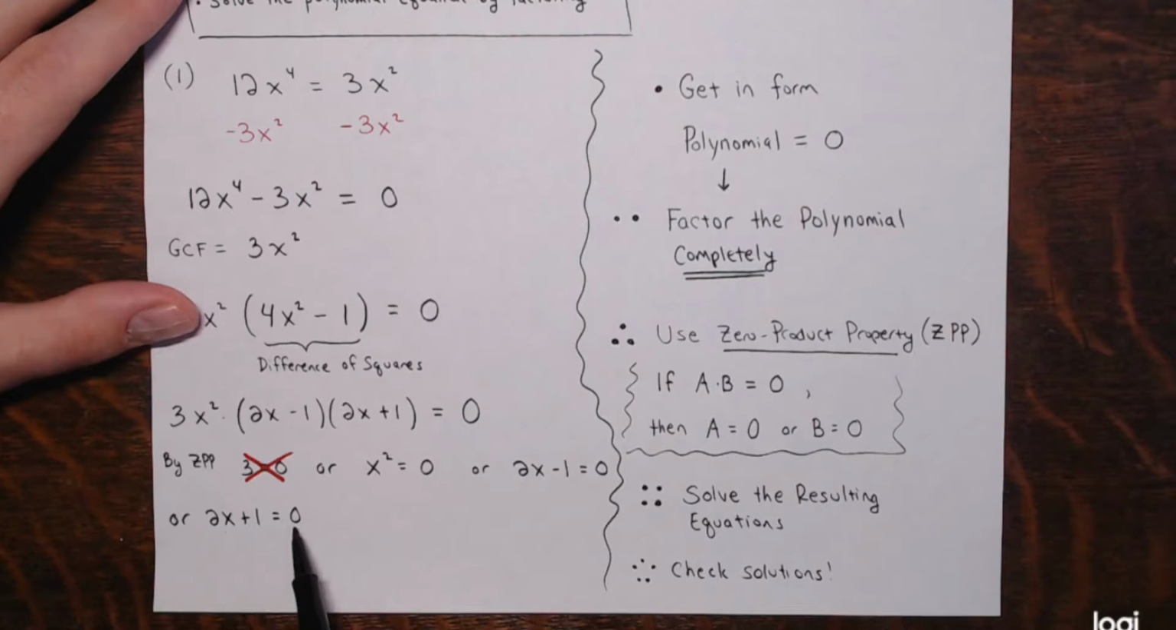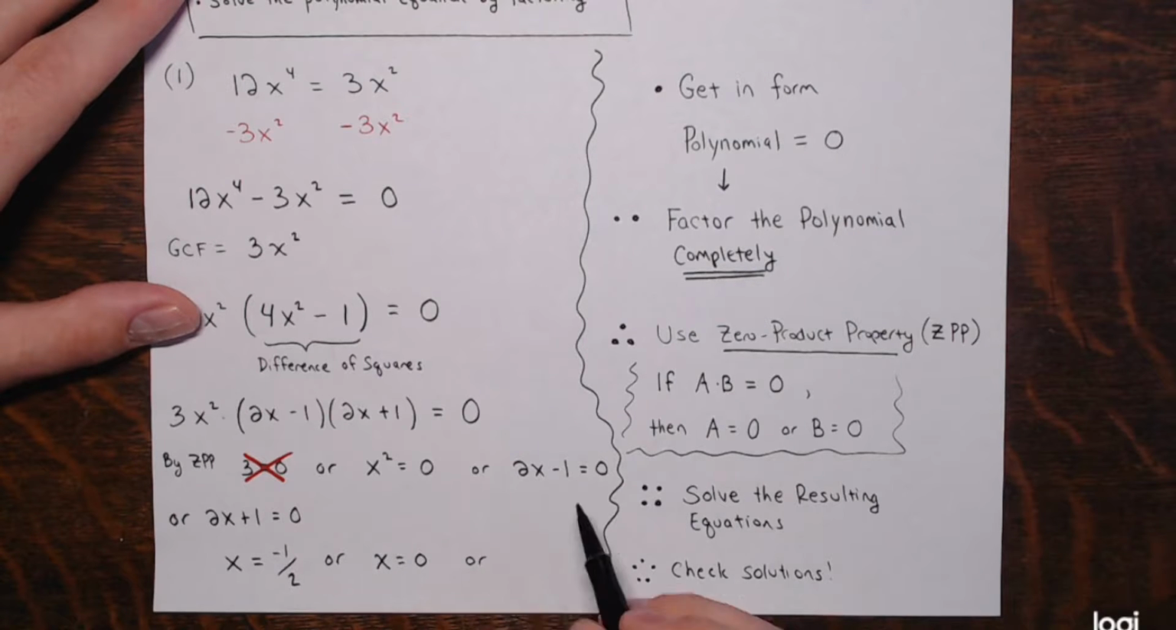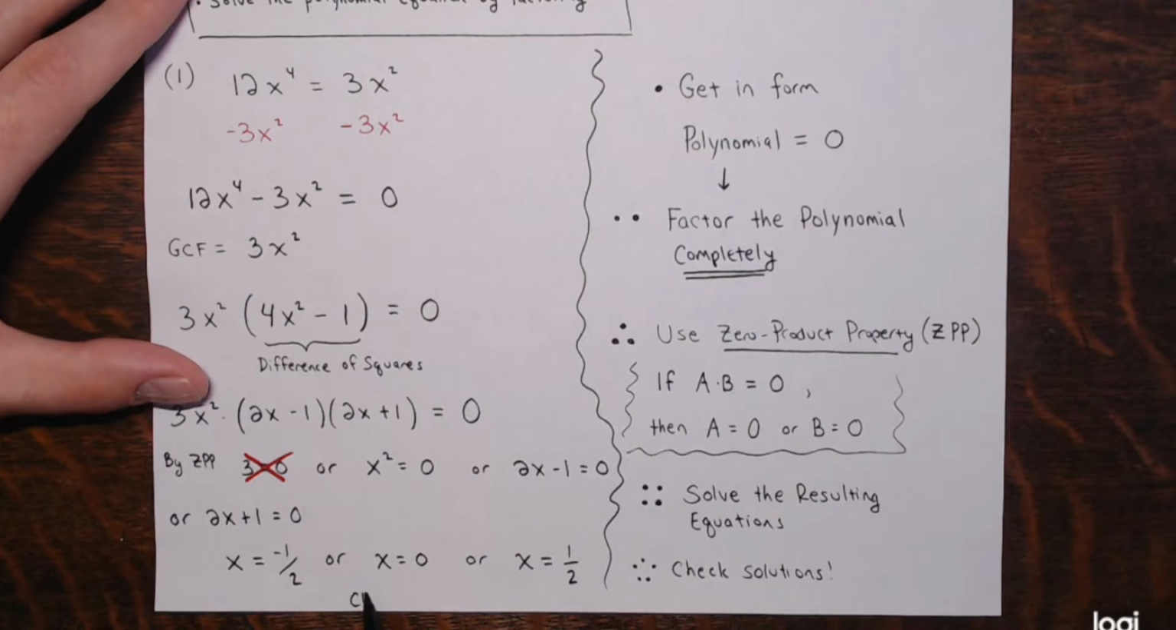Alright, so here I have 2x plus 1 equals 0. That's, x would have to be negative 1/2. Or here I have x squared equals 0, and the only number really that you can square to get 0 is 0. So we have x equals 0 from that equation as a possible solution. Or, and then here add 1, divided by 2, x equals positive 1/2. And once again, don't forget, I'm not going to circle these yet. We're going to check them.